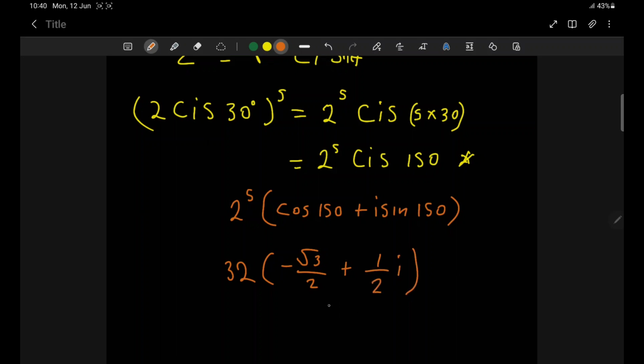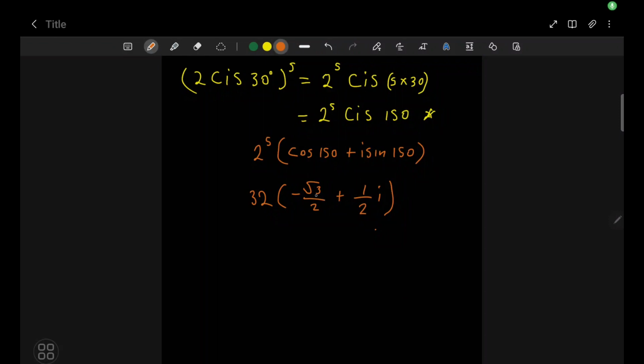Then we can multiply 32 throughout. 32 would divide with all the 2's that are denominators. So 2 into 32 is 16. So we'll have negative 16 square root of 3 plus 16i. And if you look at the expression, it's in standard form. So we're done.